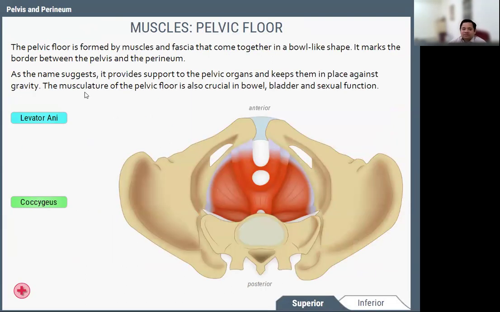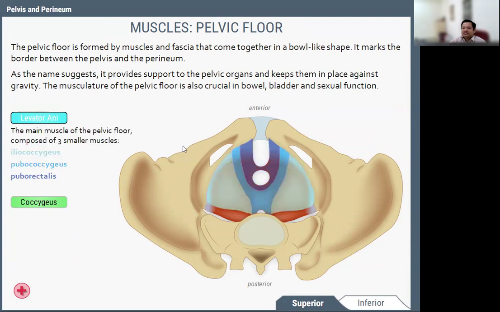Next, talking about the pelvic floor. The pelvic floor is basically a muscular structure, like a bowl, having some muscles and fascia, and it marks the border between the pelvis and perineum. It supports the internal pelvic organs. The musculature of the pelvic floor is also closely involved in bowel movement, bladder, and sexual function.